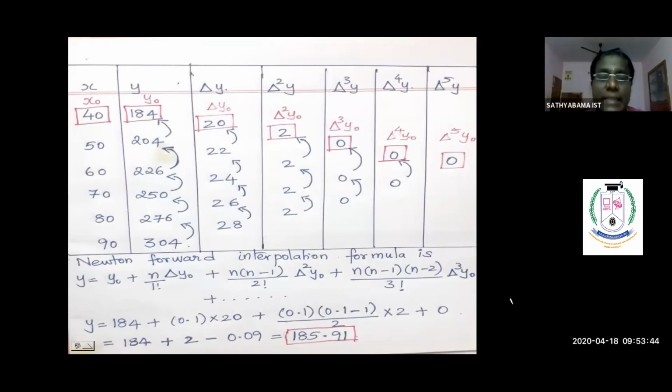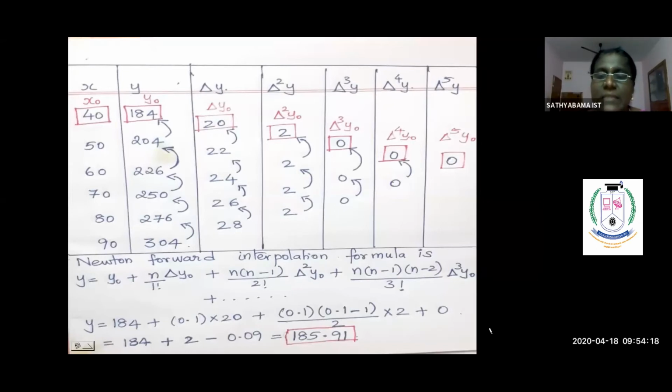The first del y is 204 minus 184, which is 20. 226 minus 204 is 22. Always succeeding minus preceding. In this way, you need to work. Suppose you get a negative sign, you have to include the negative sign also. So here I have del y. Del square y is done the same way: 22 minus 20 is 2, 24 minus 22 is 2, etc. I got 2 everywhere, and therefore from del cube onwards, every entry is 0.